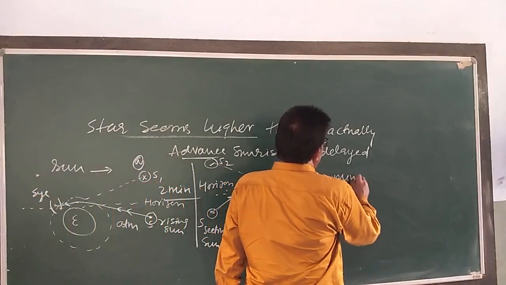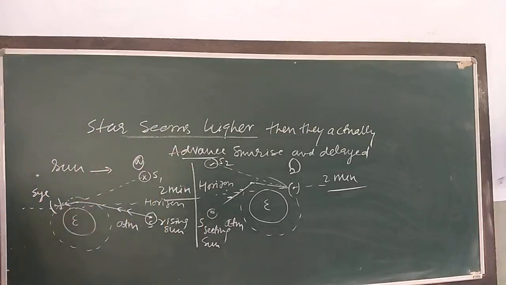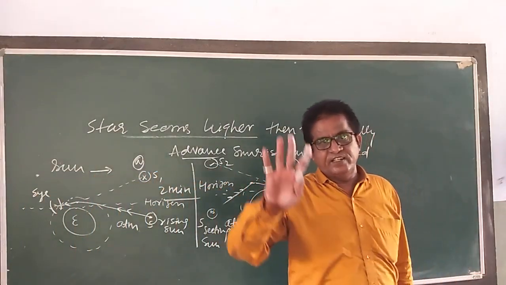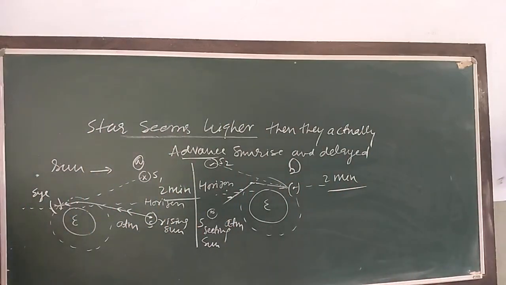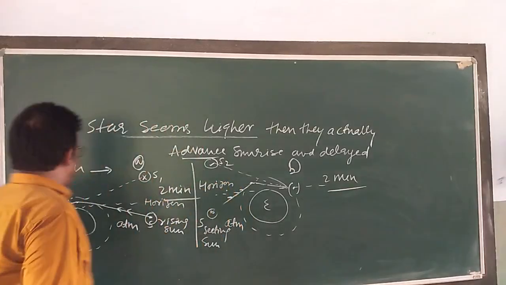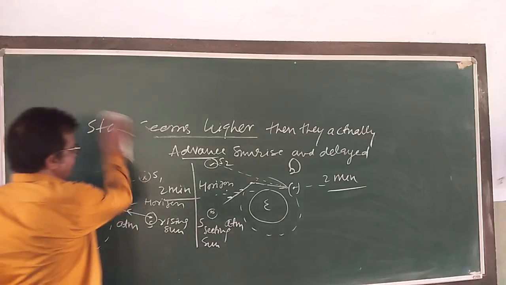So 2 minutes in the morning and 2 minutes in the evening. The length of each day increases by 4 minutes on account of atmospheric refraction. If Earth had no atmosphere, this effect would not occur.